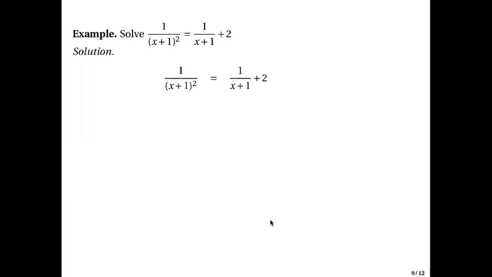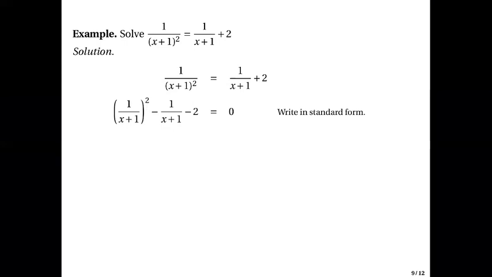Again, this is an equation quadratic in form. Notice you have (1 over x plus 1) squared equals 1 over x plus 1, plus 2. So if we rewrite this, we move this 1 over x plus 1 to the left-hand side. We also move 2 to the left-hand side. And then this (1 over x plus 1) squared is the same as the quantity 1 over x plus 1, squared.